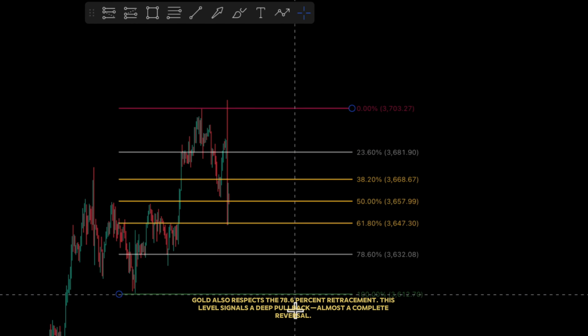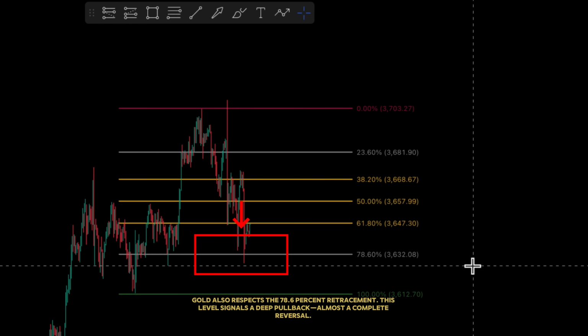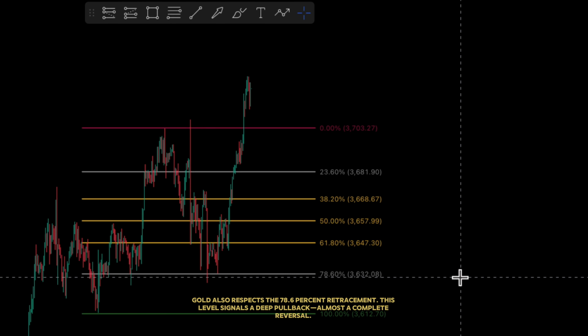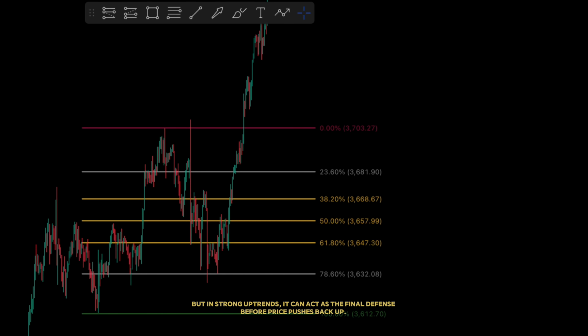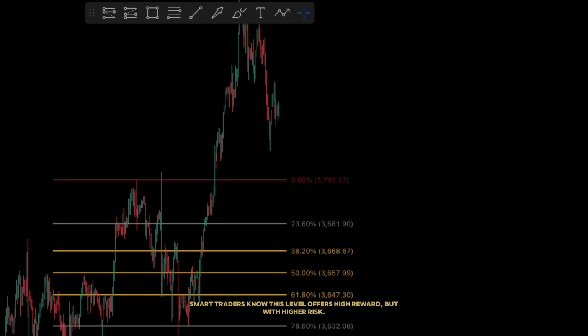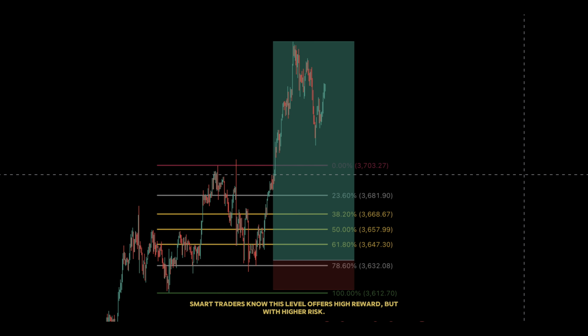Gold also respects the 78.6% retracement. This level signals a deep pullback, almost a complete reversal. But in strong uptrends, it can act as the final defense before price pushes back up. Smart traders know this level offers high reward but with higher risk.